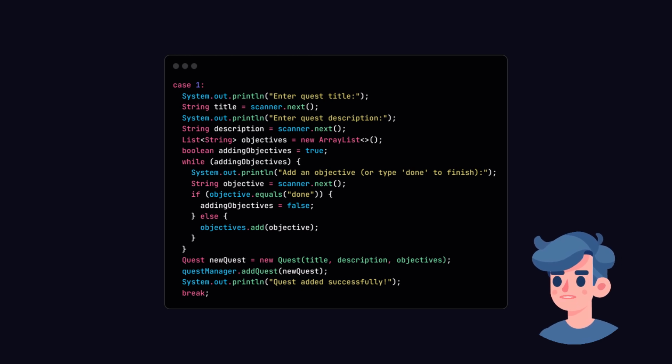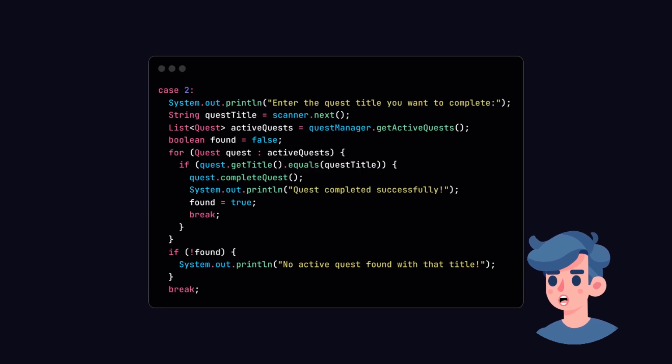Now, let's implement the logic for each menu option. Let's define the logic to add a quest. We can prompt the user for quest title, description, and objectives. With this implementation, we can create a new quest by providing the title, description, and objectives input.